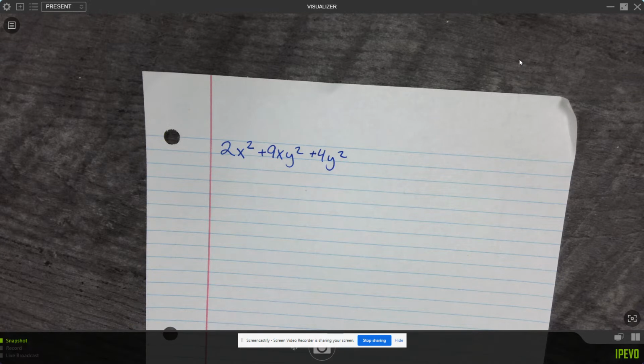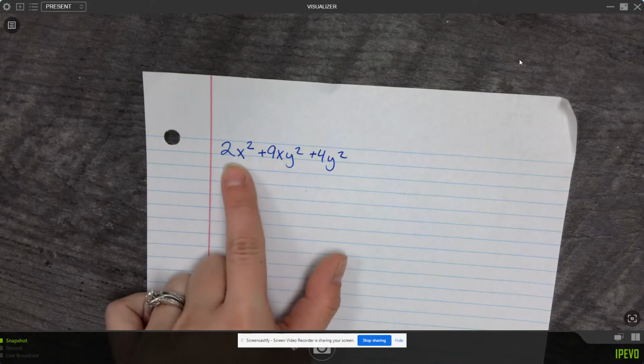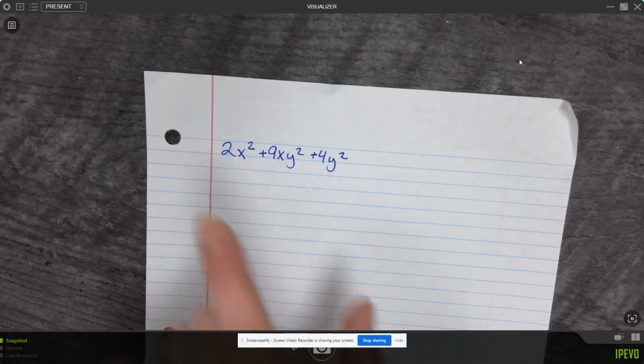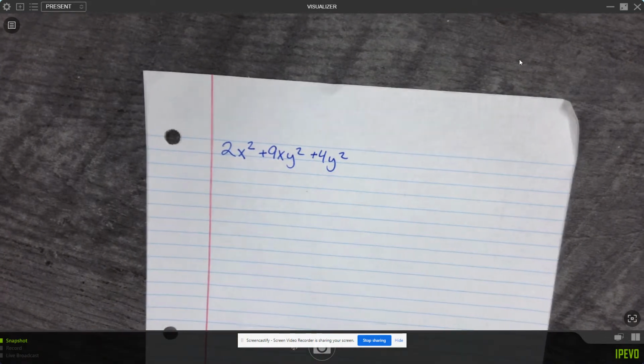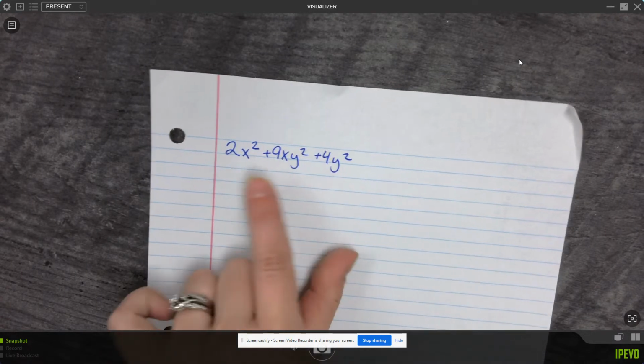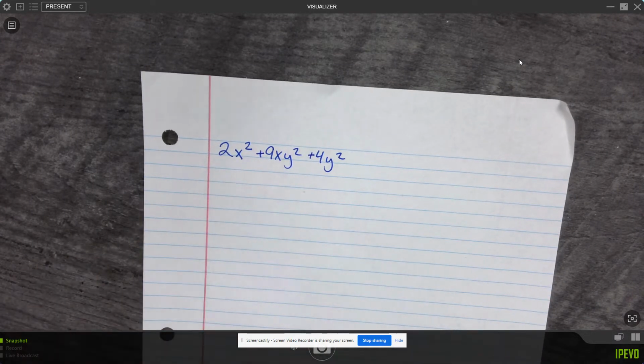So the initial process is going to be the same, and most of the steps are going to be the exact same. The only difference is when you set up your two sets of parentheses, normally you just focus on whatever variable you have here on your first term. But now when you set up your parentheses, you are going to have to focus on both of your variables. So we're going to start the same way.